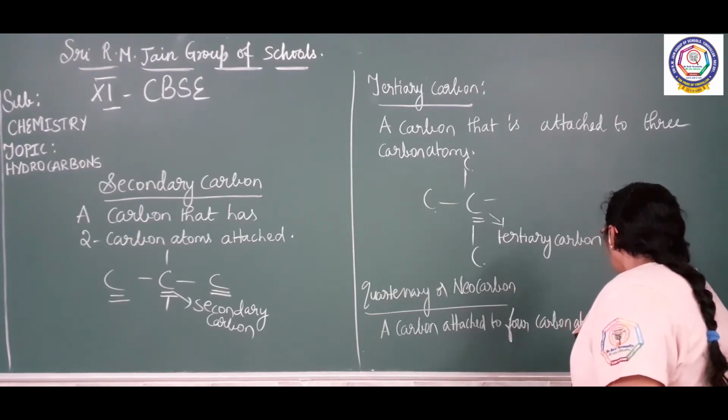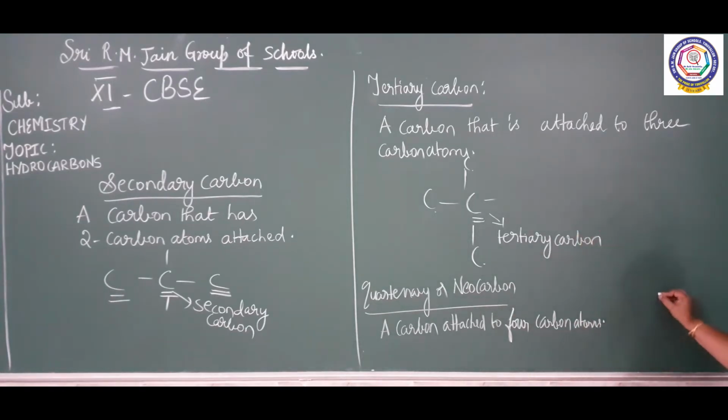Carbon that is attached to four carbon atoms. See here, a carbon will be there attached to four carbon. This is quaternary carbon, or we can call it neocarbon. So here the carbon is attached to four carbon, so we can call it quaternary or neocarbon.